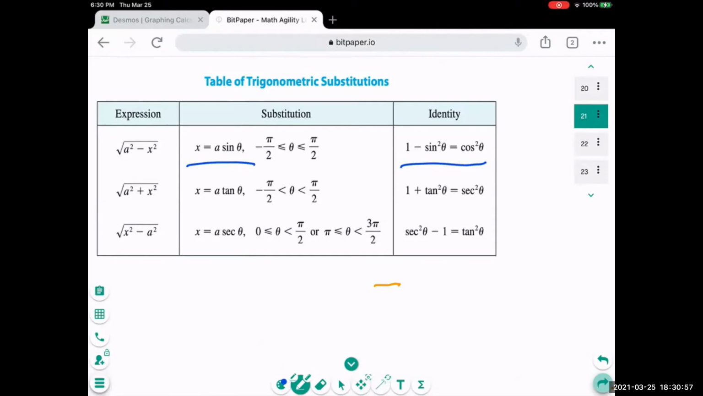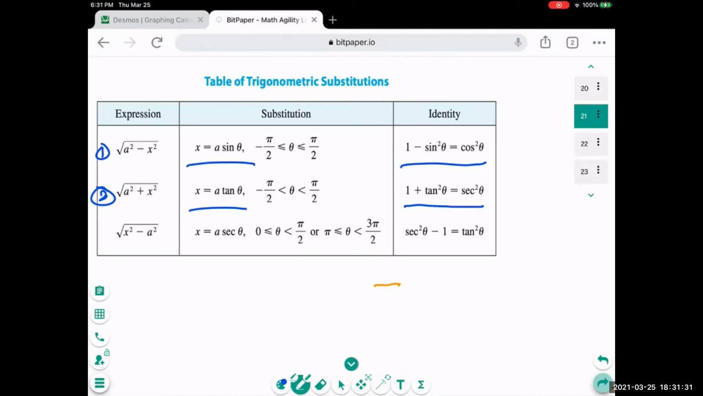And yung identity natin gagamitin would be 1 minus sine squared theta equals cosine squared theta. Ngayon kapag nakita natin yung second expression, square root of a squared plus x squared, meaning yung a squared yung constant and then yung x squared yung variable, we will use the substitution x equals a tangent theta. And then yung identity natin gagamitin, yung ating Pythagorean identity, 1 plus tangent squared theta equals secant squared theta.